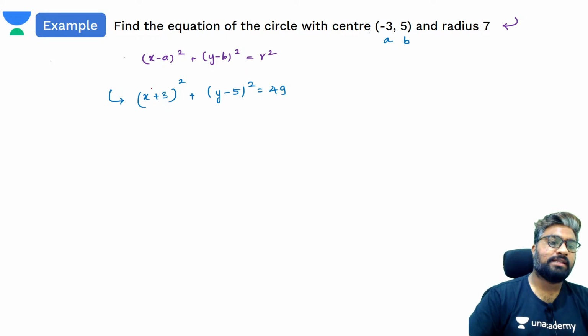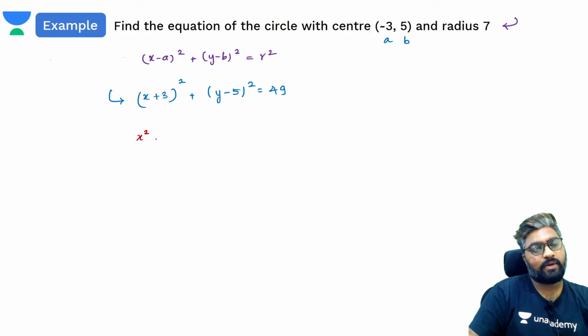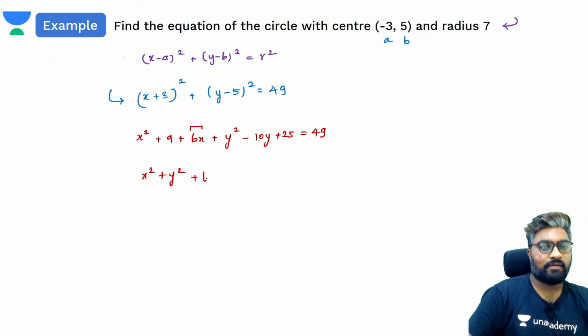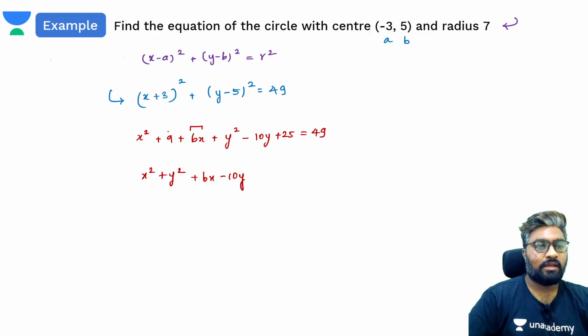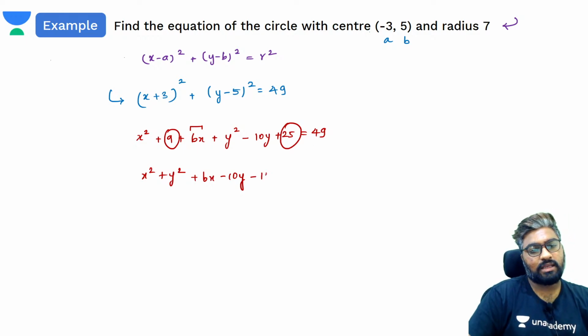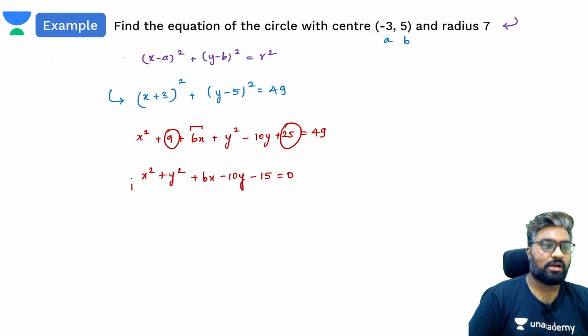Or if you want to break this open, then you can, which will give you x square plus 9 plus 6x plus y square minus 10y plus 25 is equal to 49. So you have x square plus y square plus 6x minus 10y. Now you have 9 and 25, which is 34. Take it to the other side, you get minus 15 is equal to 0. This is the expanded form of the same equation.